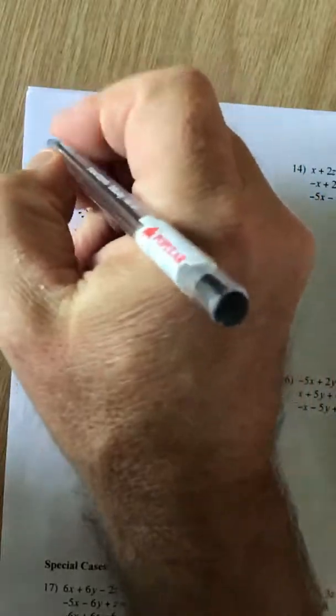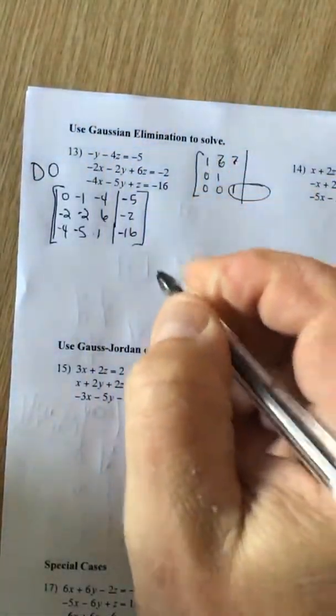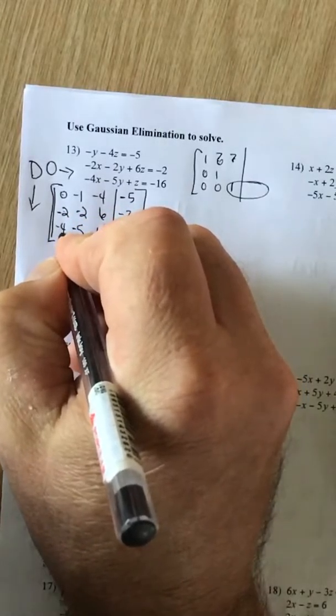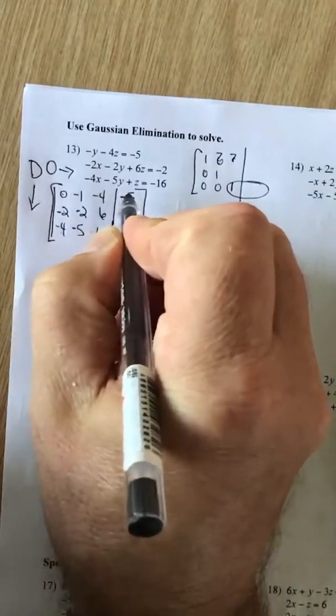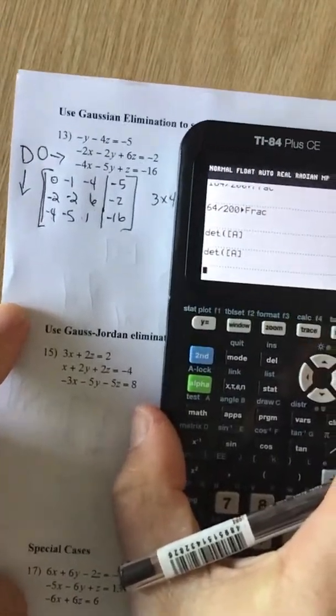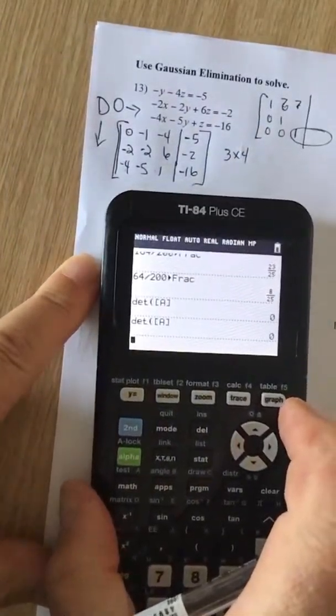Let's take a look at what kind this is. Remember DO. We got a down and then an over. So it's down 1, 2, 3, but it's over 1, 2, 3, 4. So this is a 3 by 4 matrix. Okay, let's go put that in the calculator.